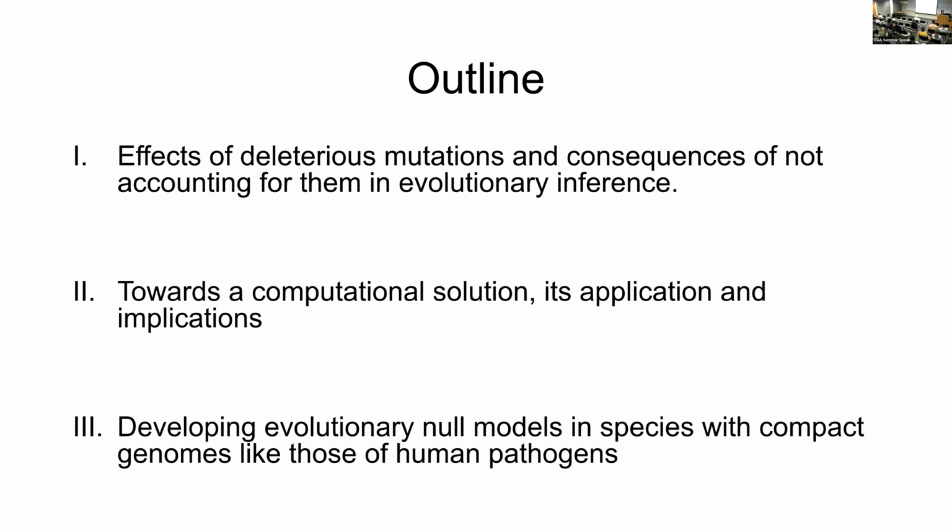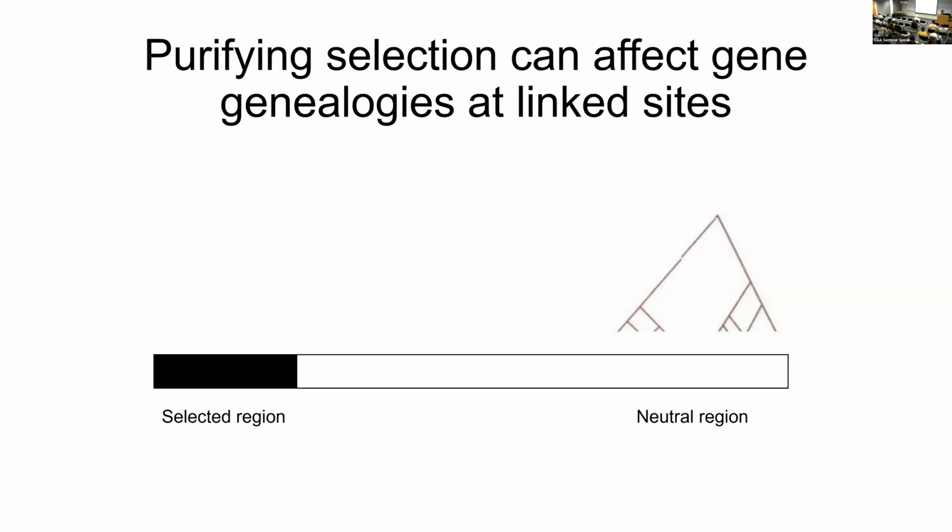So we know that purifying selection, the action of purging deleterious mutations, when it acts on the selected part of the genome, really changes the genealogy that is present at those sites. Here that's a selected region, and it changes the genealogy present at those sites compared to a region that is completely neutral. And when there is linkage, more of these trees look like the trees that are in selected regions.